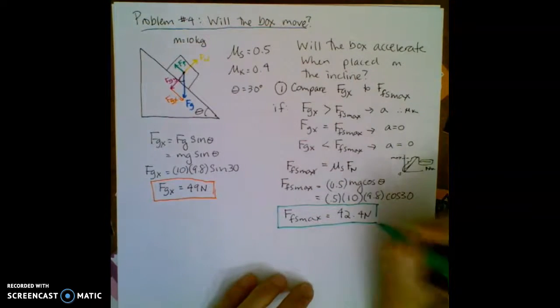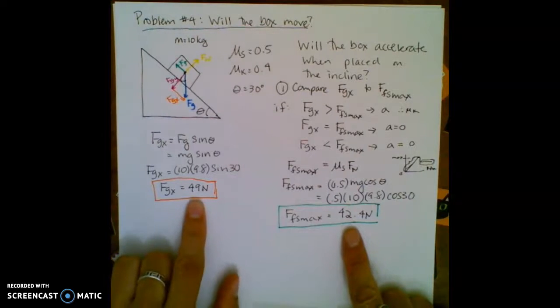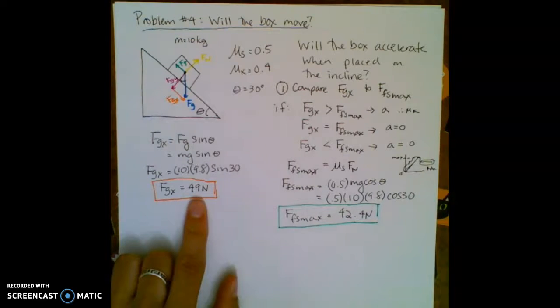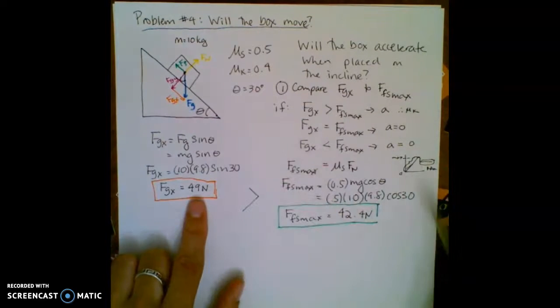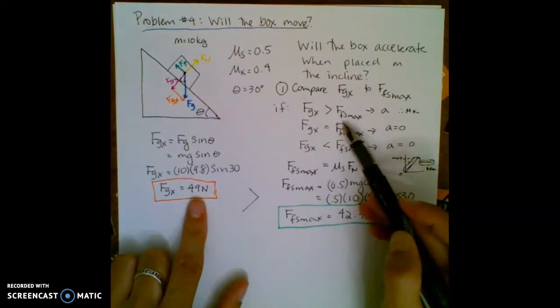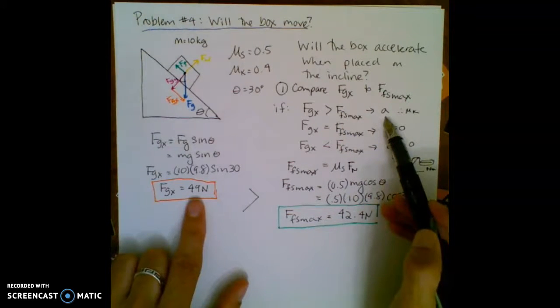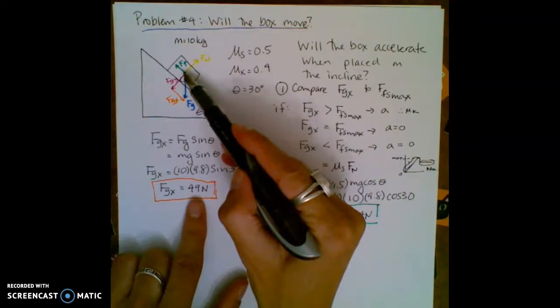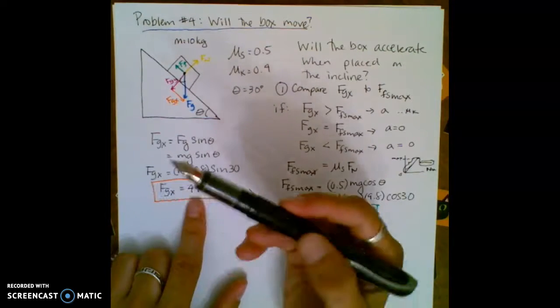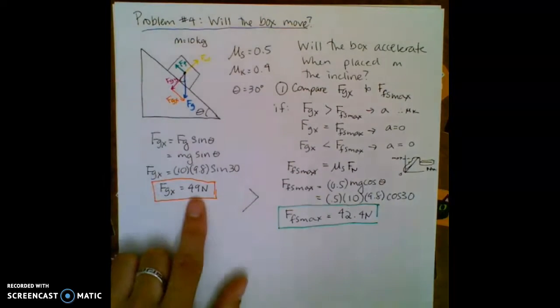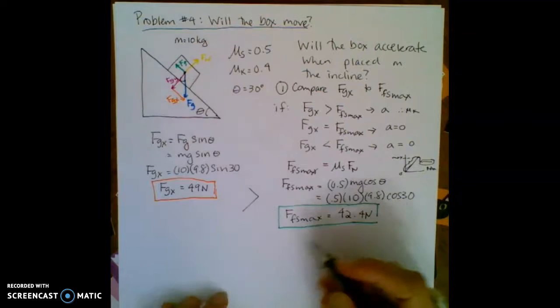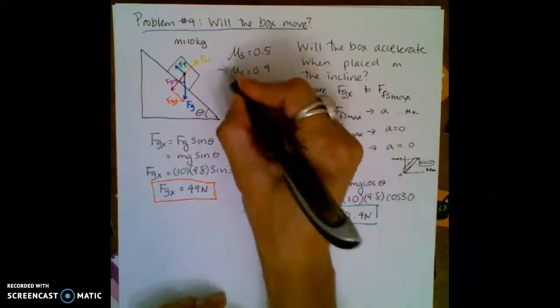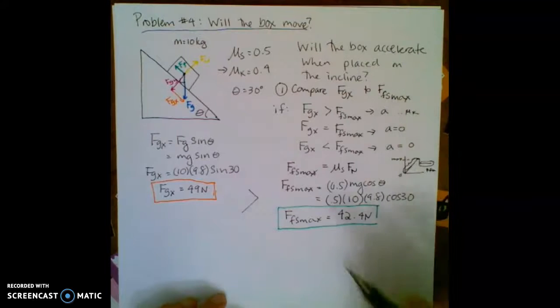So now I'm going to compare these two. How does FGX compare to FS max? 49, 42.4. Well, it's greater than. So I'm going to look back up here at my chart and I'm going to say, well, FGX is greater than FS max, so this box is going to accelerate. It tells me that the X component of the weight is greater than the amount of static friction that it can put out. And so the FGX is going to pull the box. It's going to overcome static friction and it's going to pull it down the incline. Okay? So that means it's going to accelerate. I need to use the kinetic friction and I can figure out what the acceleration actually is.